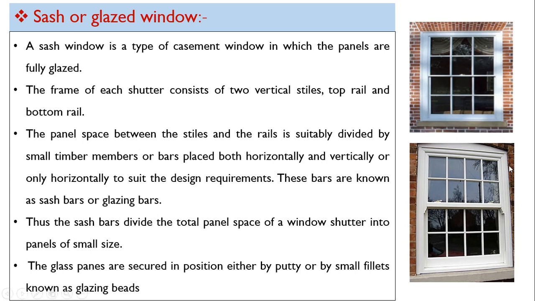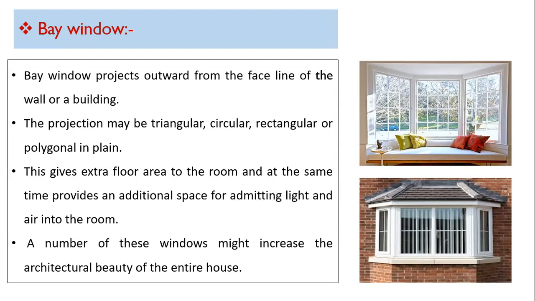So here, this glass panel is the top panel, and this is the bottom panel. The glass panel is fitted to the sash bar with the help of putty or any type of fillet. So this is regarding sash or glazed window.